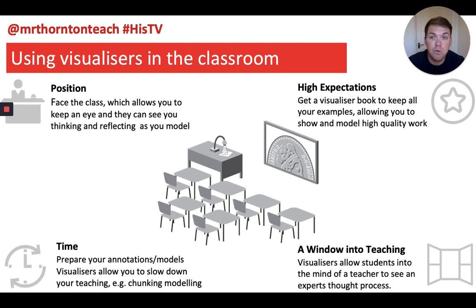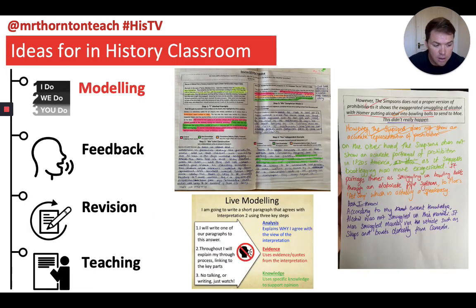And I'm going to now move on to some strategies with some pictures and stuff of how you may use them in the history classroom. Modelling. I think the number one thing that I've always thought of is modelling. You can do live modelling. So you can say, right, I'm going to write an answer here. I want you to sit in silence, and as I'm writing, I want you to look for the 3 key things that I'm writing. Am I writing about analysis? Am I using evidence? Am I using knowledge?